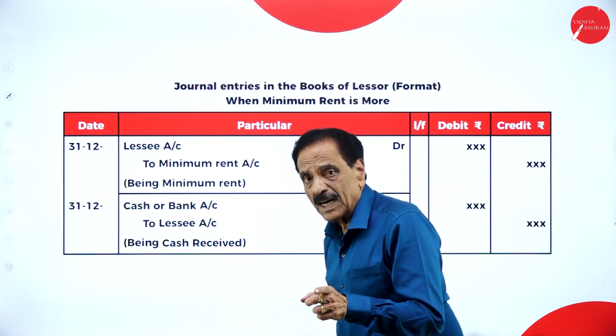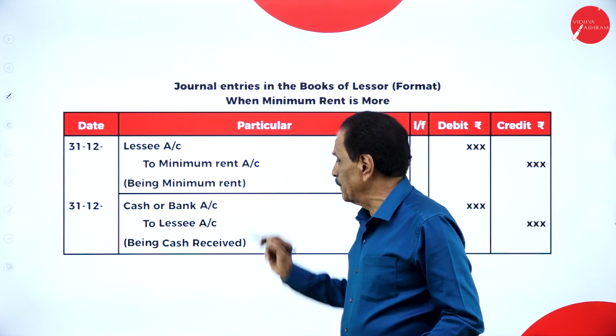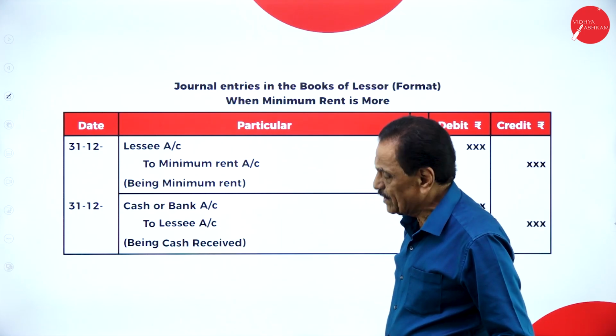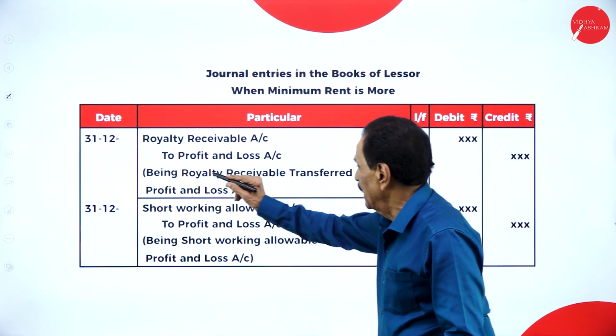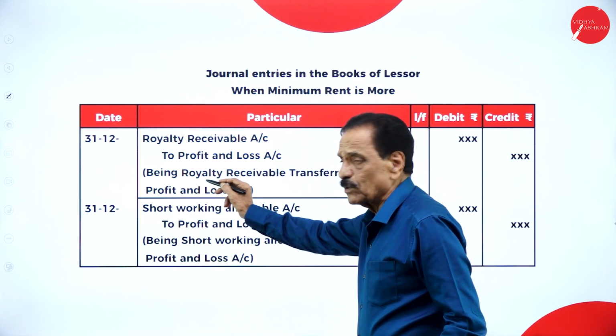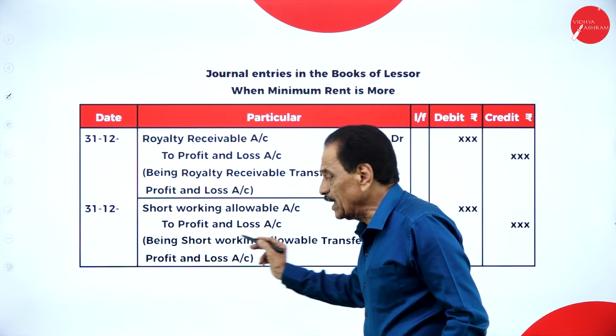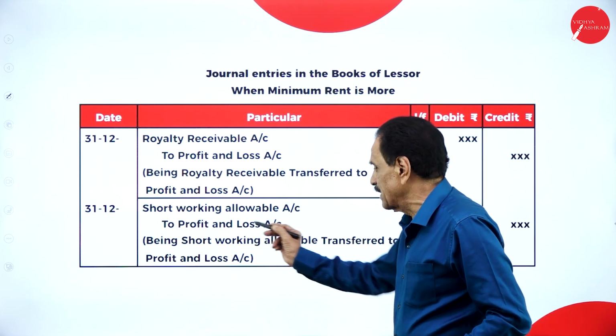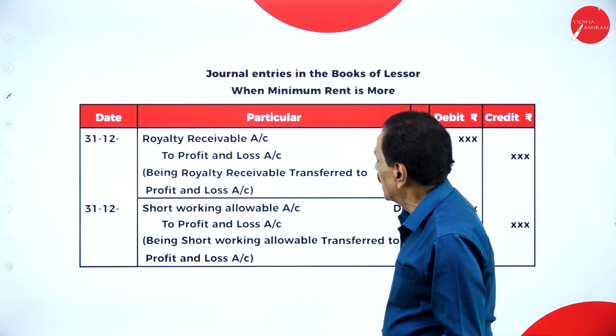So who is the debtor? Lessee is the debtor. He has to pay the minimum rent. When he pays the minimum rent, cash or bank account debit to lessee account. Then royalty receivable account is transferred to profit and loss account. Short working allowable account debit to profit and loss. If the short working is not recovered, then you have to transfer it to profit and loss account.